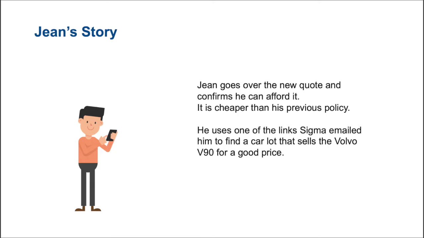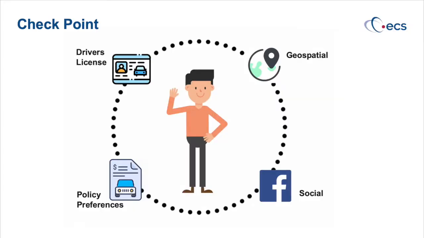Gene goes over the new quote and confirms he can afford it, and it's actually cheaper than his previous policy. He uses one of the links Sigma emailed him to find a car lot that sells the Volvo V90 for a good price. So now we have reached a checkpoint in the journey. We've gone from a blank canvas about the customer, knowing nothing about Gene only minutes ago, to a rich 360-degree single customer view, and in turn, real value potential. For Sigma, this means better customer experience, an understanding of lifetime value and increased share of wallet, increased quote-to-sale conversion success, better view and mitigation of risk, improved quote accuracy, as well as cross-selling and upselling opportunities.